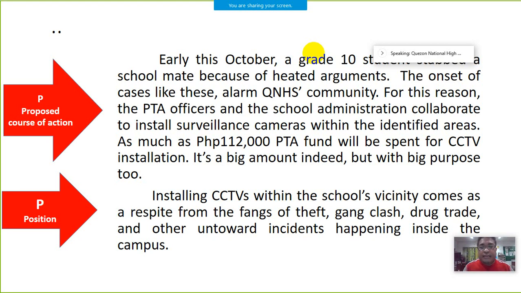So after identifying the problems arising from the situation, this editorial proposed what course of action is to be taken. Then after that, it gives the position. Installing CCTVs within the school's vicinity comes as a form of pursuit from the fangs of thieves, gang class, drug trade, and other untoward incidents happening inside the campus. Yes, because in the situation, it is said that the school has more students, and so there are also more untoward incidents, just like what is enumerated here in the position of this editorial.